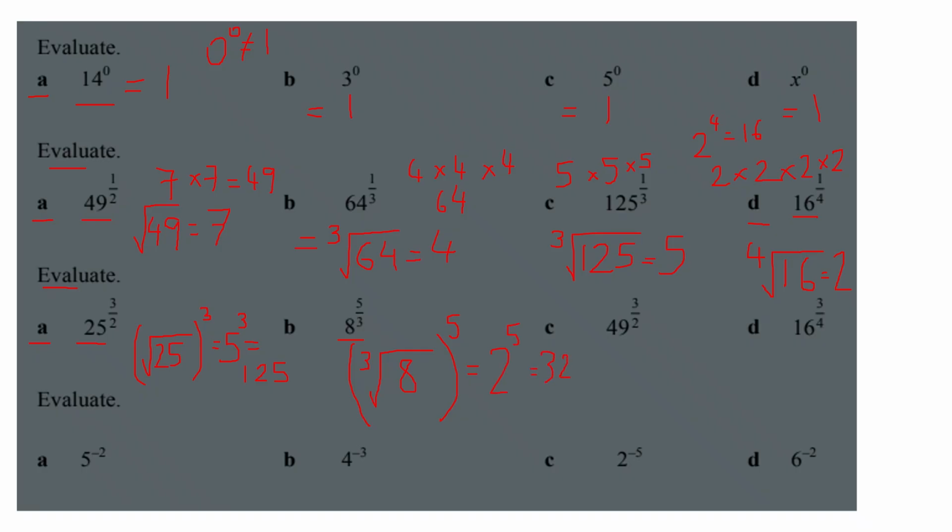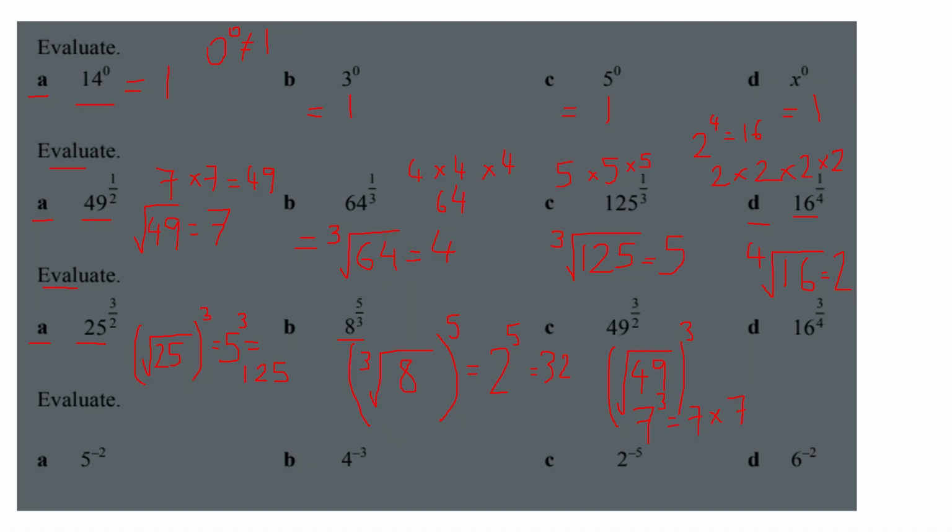Part C, 49 to the power of 3 halves. That will be the square root of 49, the second root, and I'm going to cube my answer. The square root of 49 is going to be 7. We have 7 cubed, which is 7 times 7 times 7.